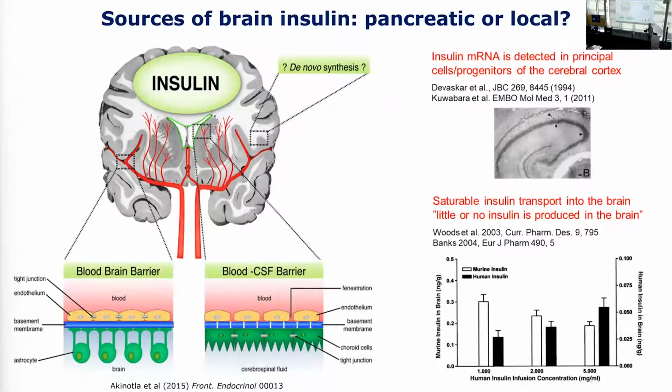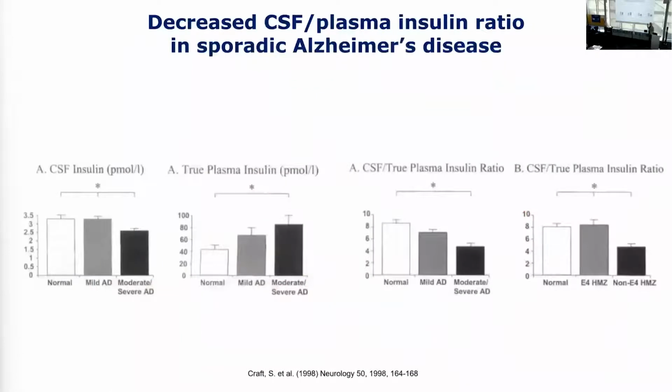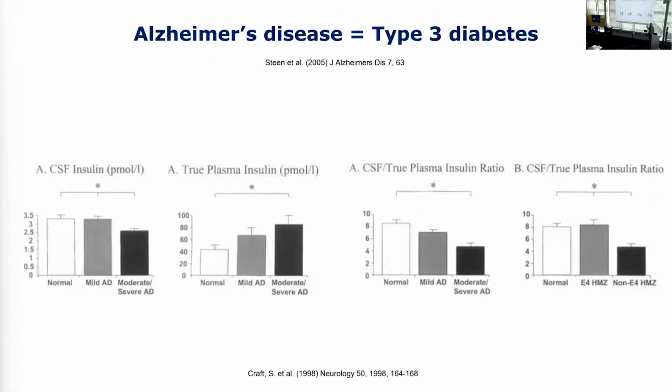So you need something. Why is this important? Because if you look at people at initial stages of Alzheimer's, it turns out that there is a decreased cerebrospinal fluid to blood plasma insulin ratio in those individuals. And this observation actually triggered a renaming of Alzheimer's disease in the literature, type 3 diabetes. So this was the point when I decided, okay, we are onto something potentially interesting.